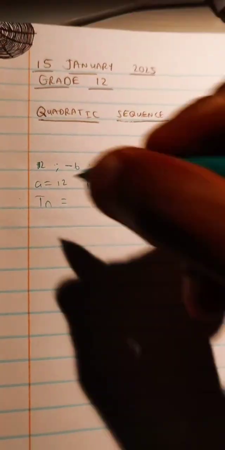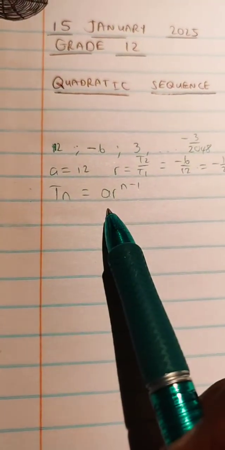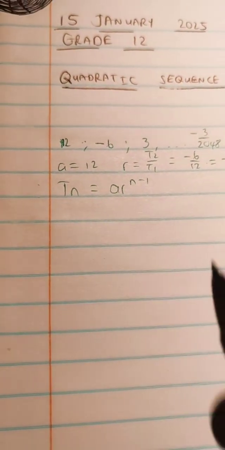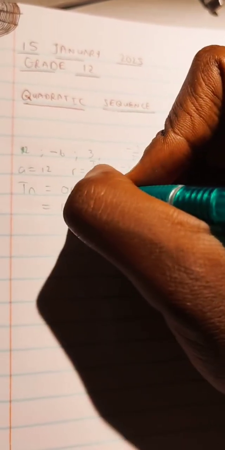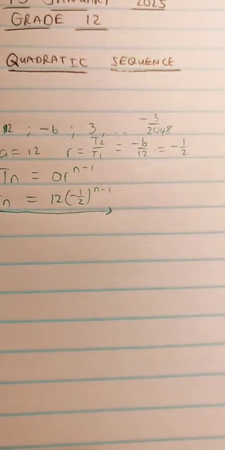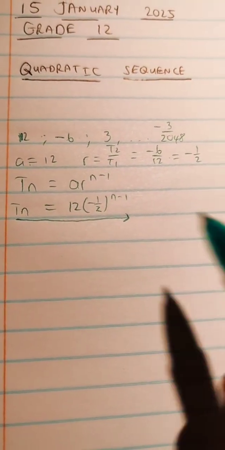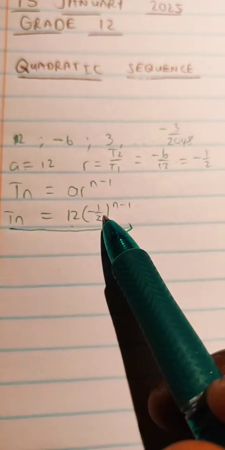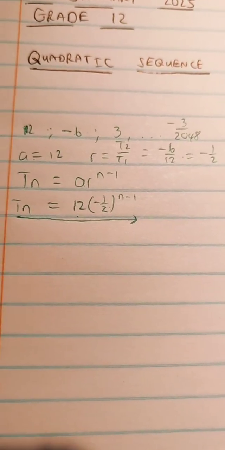Now we want Tn. We write down the general term of a geometric sequence: Tn equals A times R to the power n minus 1. Then we substitute. In the place of A, we write 12. In the place of R in brackets, we write negative half, raised to the power n minus 1. This is the general term of the sequence: 12 times negative half to the power n minus 1.